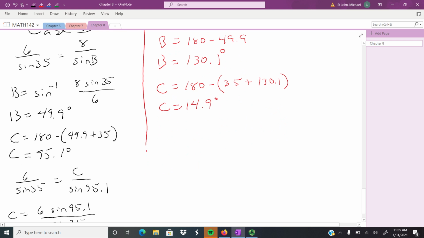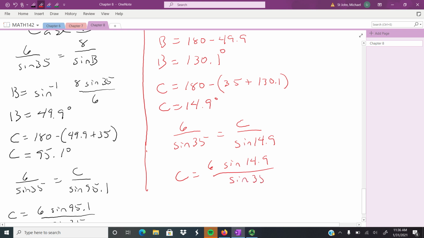And then we can find the missing side. So 6 over sine 35 equals C over the sine of 14.9. So C is going to be 6 sine 14.9 divided by the sine of 35. And that gets us to 2.7. So that's everything in regards to my two triangles.